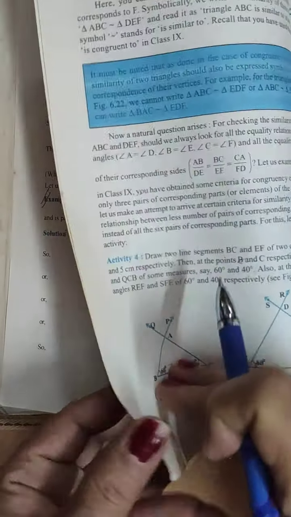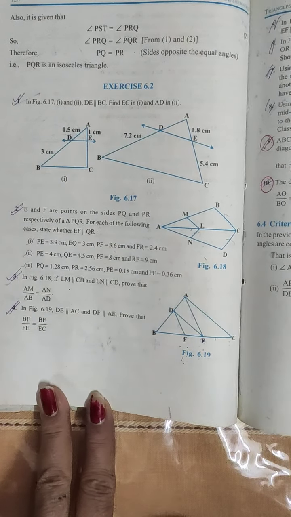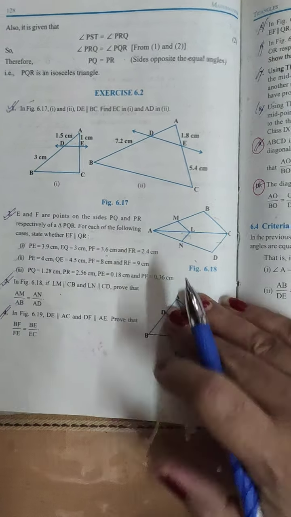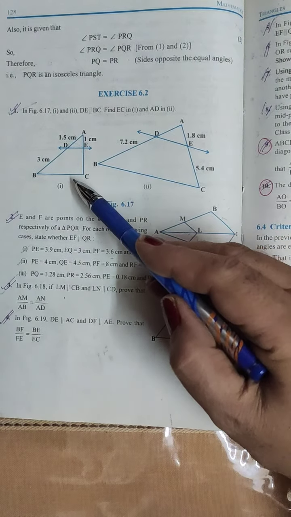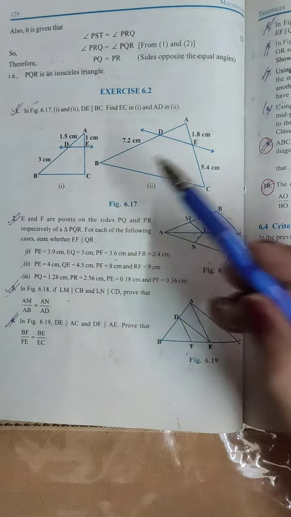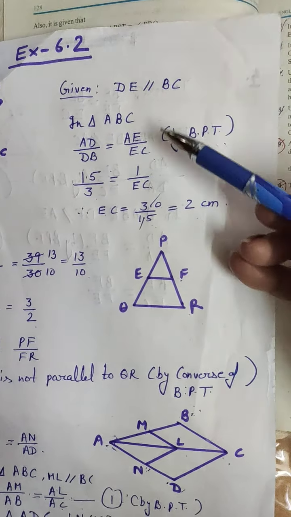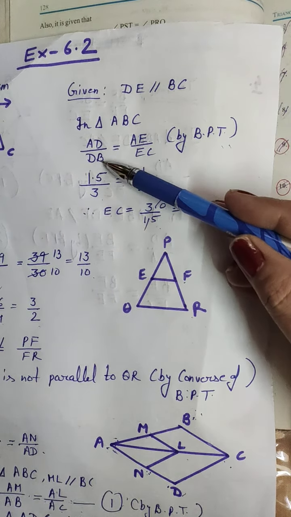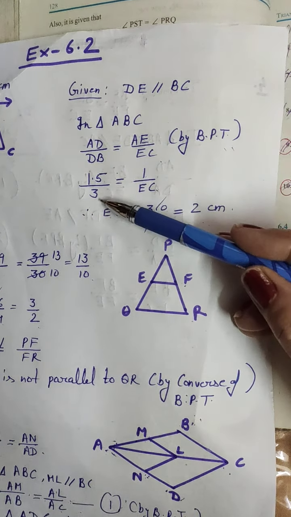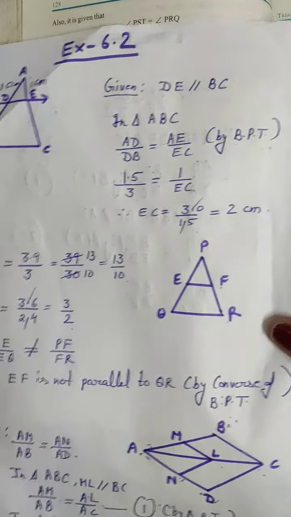Now we come to exercise 6.2. Question number 1. In this figure, we have some measurements and it is given that DE is parallel to BC. We have to find EC. Now this is 1.5, this is 3, this is 1, and this we have to find. By the basic proportionality theorem, AD upon DB is equal to AE upon EC. Put the values. 1.5 upon 3 is equal to 1 upon EC. So EC is 2 centimeters.